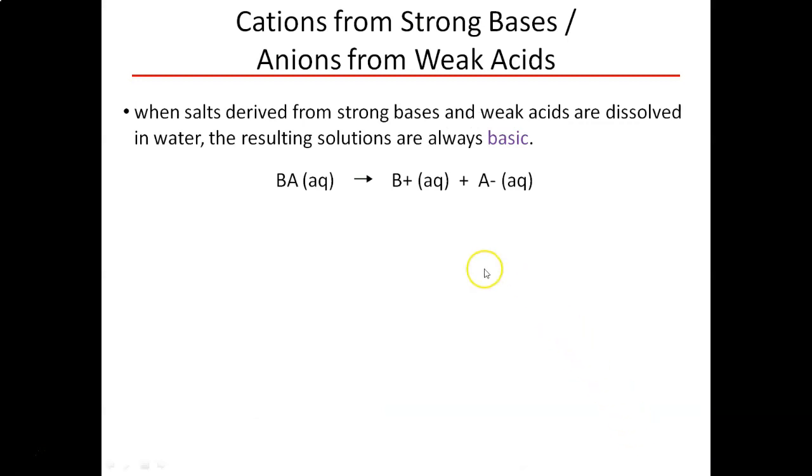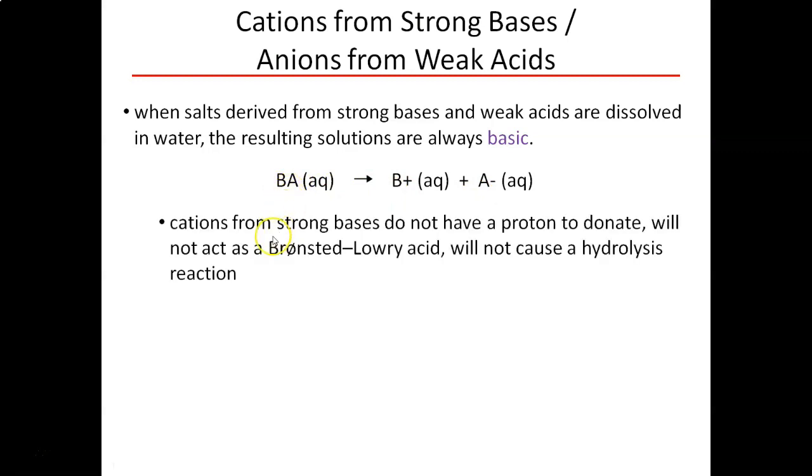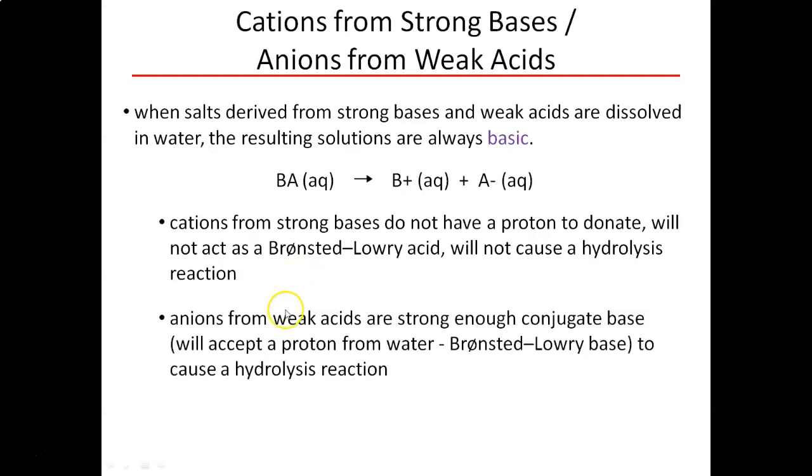So when we look at these, we know that they produce a basic solution. Okay? So my cation plus my anion. I'm using B for the symbol for my cation. Cations from strong bases, we already know, do not have a proton to donate, so they will not cause a hydrolysis reaction, whereas my anion can accept a proton because it's a strong enough conjugate base.